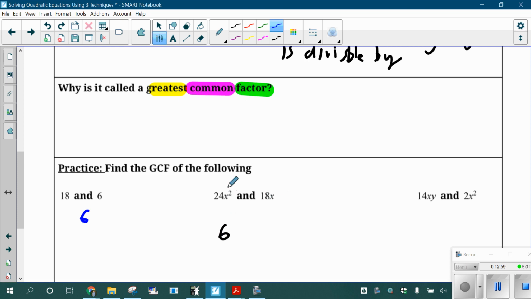So what's the most you could take out of both of them? Well, just an x, because you can't take an x squared if you only have an x here. So the biggest thing you could take out of both of them would be an x.